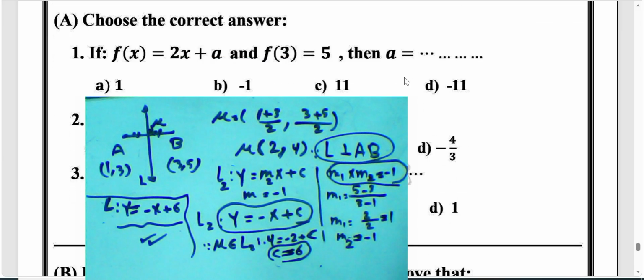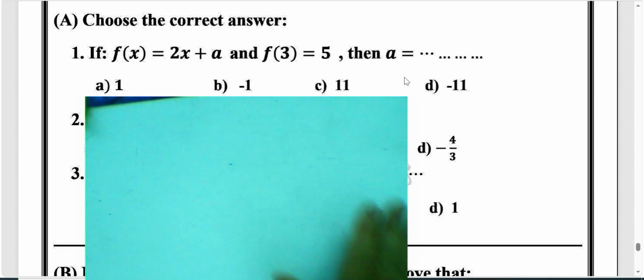If f of x equals x plus e and f of 3 is 5, then e will be equal to what?